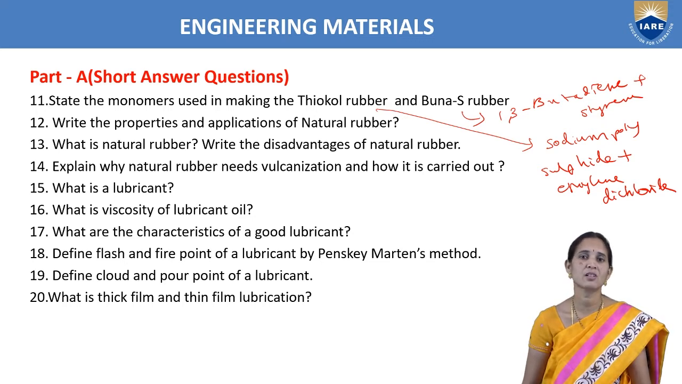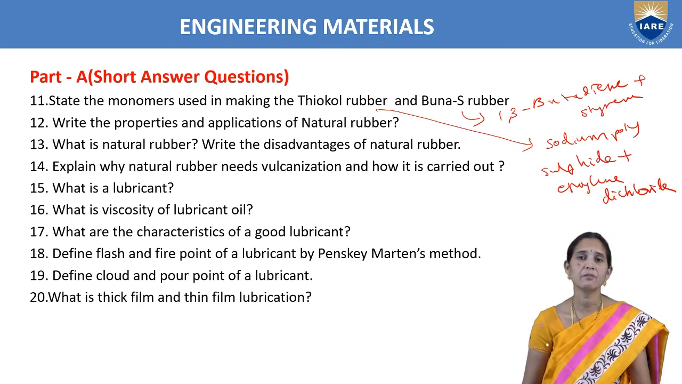Next one, what is natural rubber? Natural rubber, we can prepare from milky emulsion liquid latex, and we are preparing it here by adding acetic acid. Polymerization process will take place, and we prepare the natural rubber. It is a combination of the isoprene units. So when we go for the polymerization process, we will get the polyisoprene. Natural rubber is nothing but polyisoprene.